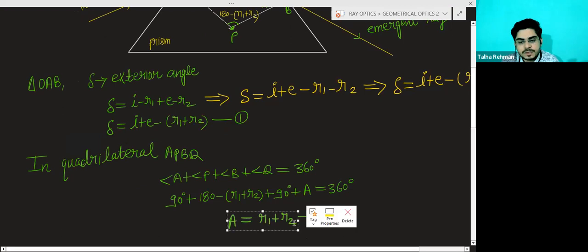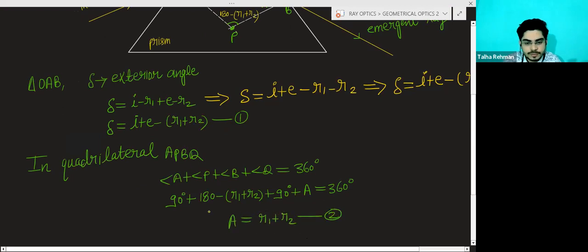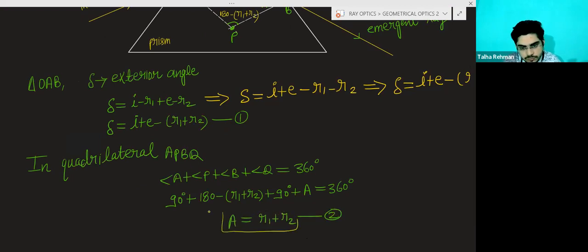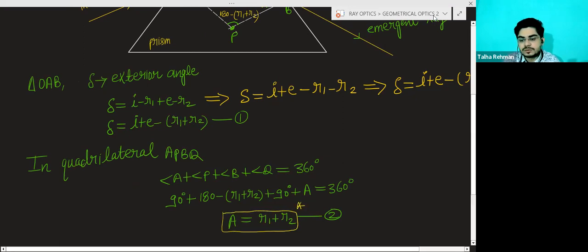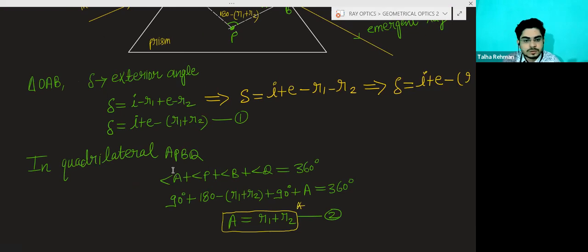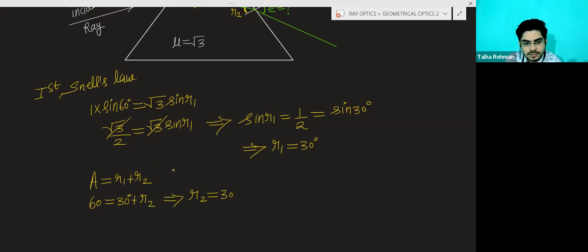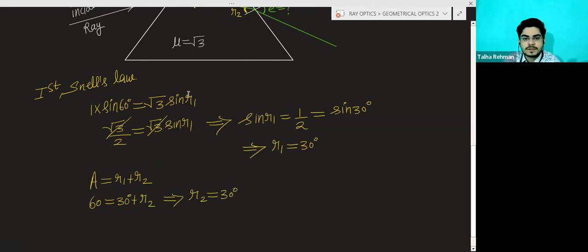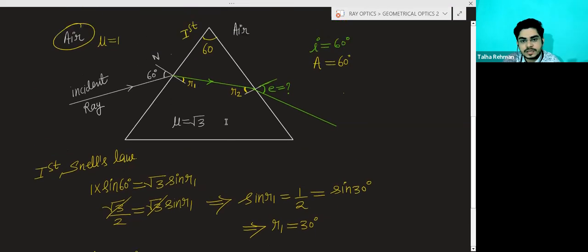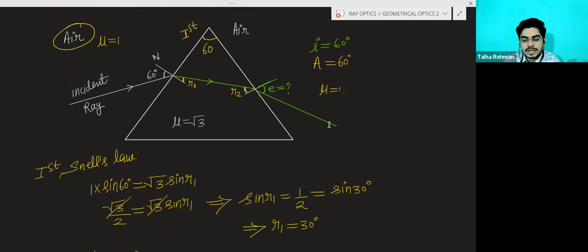A equals R1 plus R2. So remember this also. Here R1 is 30 degrees, and R2 we can find from here: 60 minus 30. R2 we will get as 30 degrees. So this angle is now 30 degrees, and we have the refractive index of this medium, and we want to find the angle of emergence.